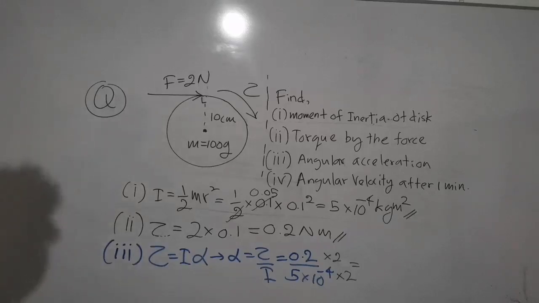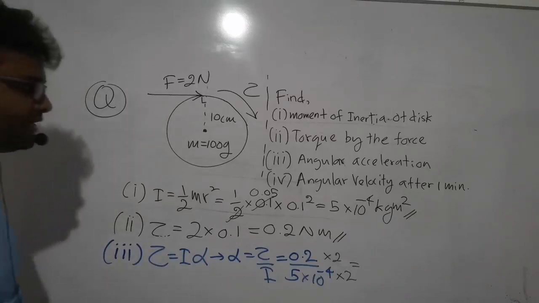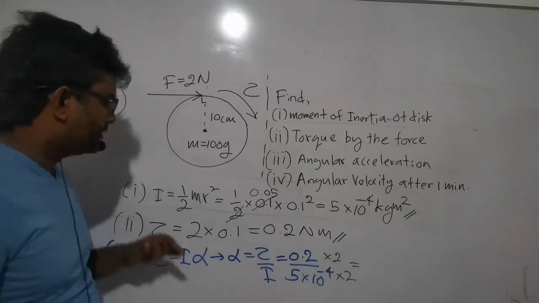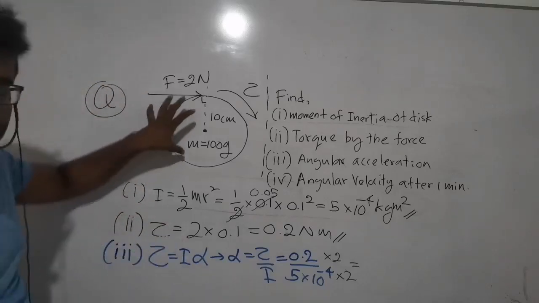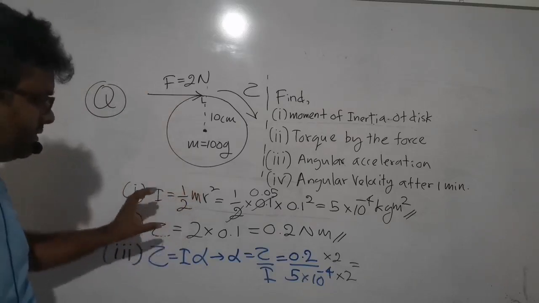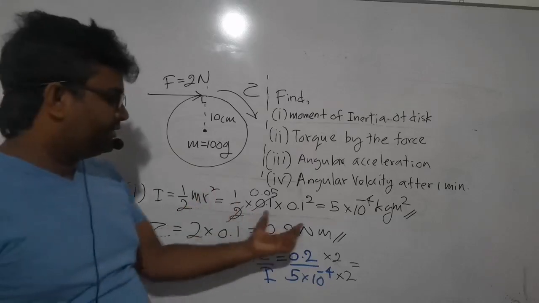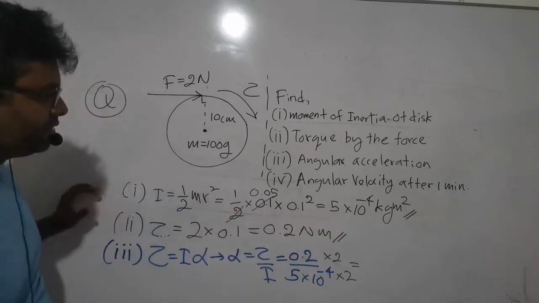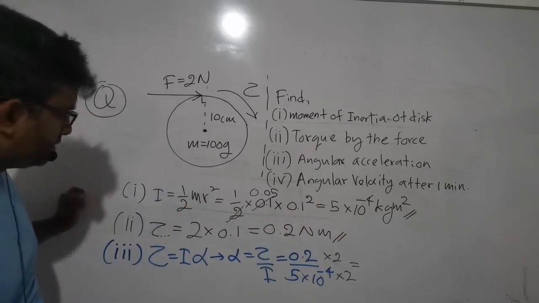Right, so this is the example. Now here we need to find the moment of inertia, right? This is a disk, therefore we can use half mr square. Then this is the answer. So we need to find torque also.